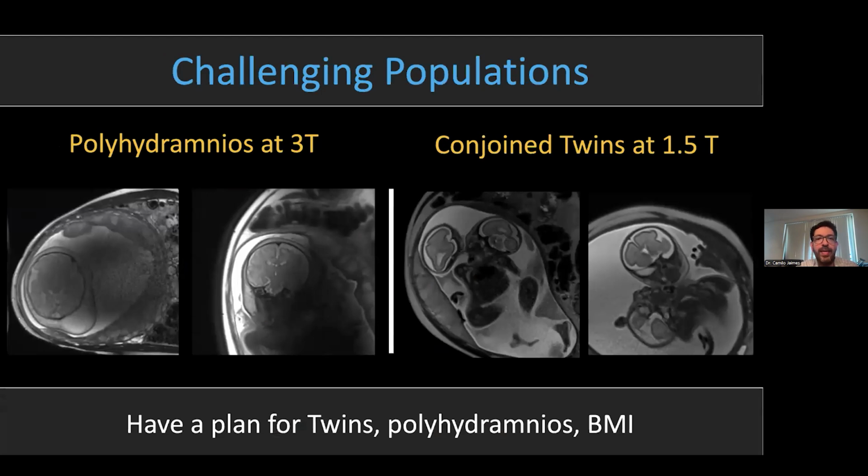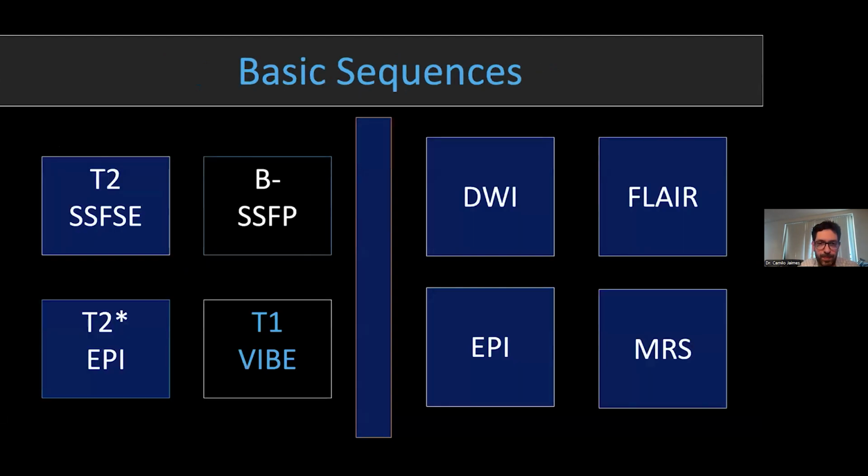I do have to admit that for certain populations, 3T presents some challenges. In particular, I think polyhydramnios and conjoined twins with a larger gravid abdomen can present challenges at 3T. So I'm showing you an example of polyhydramnios at 3T with increased artifacts and conjoined twins at 1.5T, which on the other hand came out really well despite a challenging anatomy.